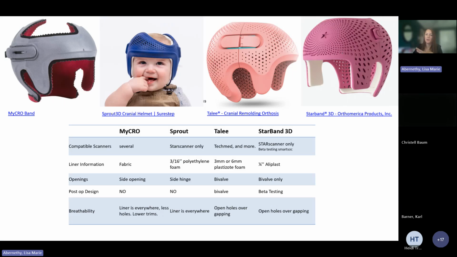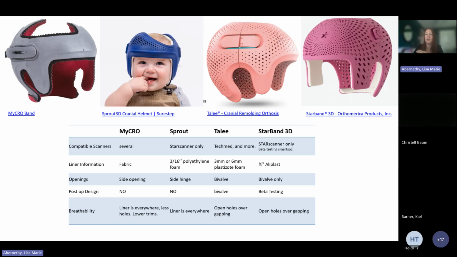Okay. So I don't have all my slides on 3D printed here, of course. I have some of my overview slides instead, just to save time. Essentially, as of the last time I checked, there were 4 3D printed helmets available in the United States specifically. The 4 are the Autoblock Micro, the SureStep Sprout, the Tailey, and then the Starband by Orthomerica. So I have the general overview that I go over with the students.